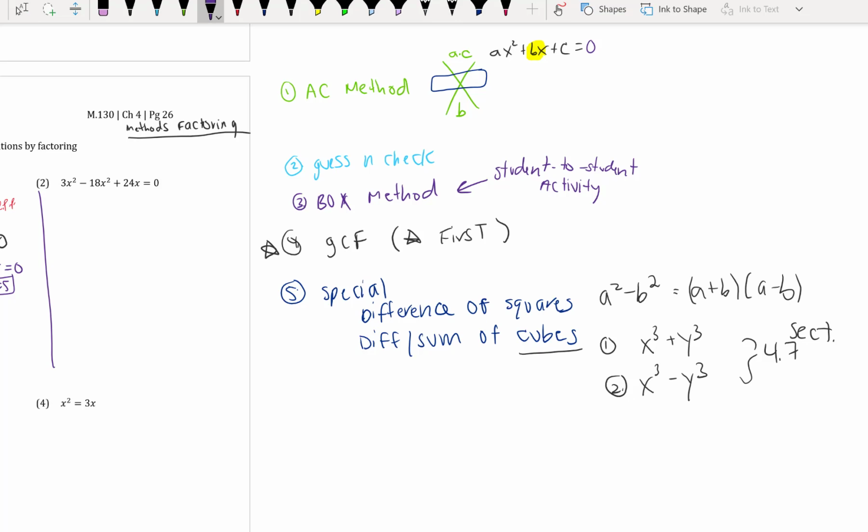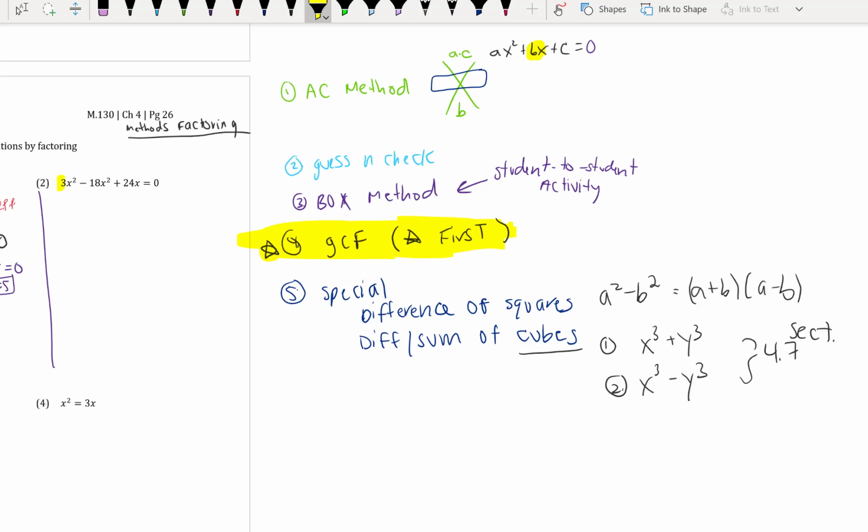We have 3x squared minus 18x squared plus 24x is equal to 0. Remember, I starred this one. So the first thing you want to do is really think about the greatest common factor if it exists, okay? So whenever I think about the different methods, always go to the greatest common factor first. So, do we have a GCF?